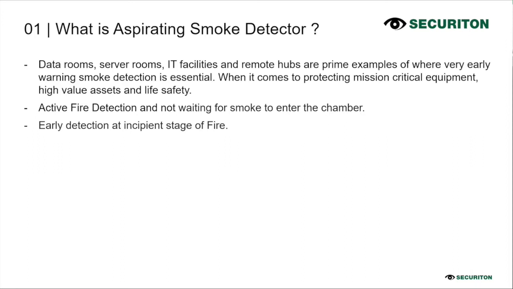Data rooms, IT facilities, and remote hubs are prime examples where a very early warning detection system is required, to safeguard mission critical applications, mission critical equipment and high value assets, and of course, life safety is the priority.